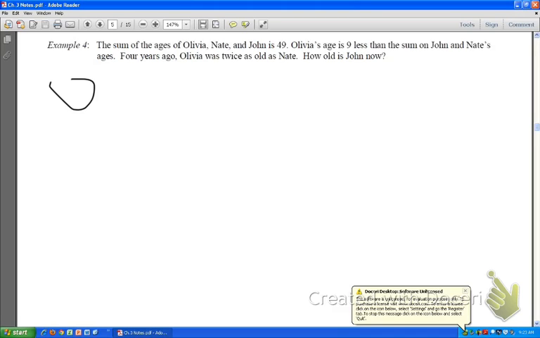Whoa, sorry about that. Did not want to stay highlighted. Okay, we're going to assume that Olivia plus Nate plus John, all of those ages are going to add up to 49.